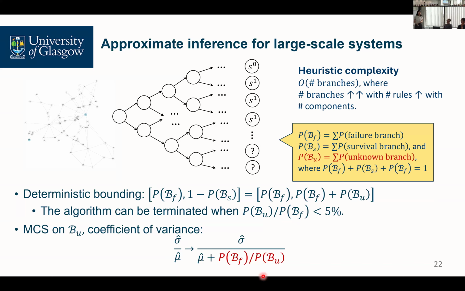Or we can also perform MCS on these unspecified branches, which is preferred when the bound is so wide that we cannot conclude and cannot reach enough accuracy. In this case, the coefficient of variation is reduced by this amount, which is always positive, and if the probability of the unknown branches is comparable to the failure probability, then we have a significant buffer to reduce the COV compared with straightforward MCS.